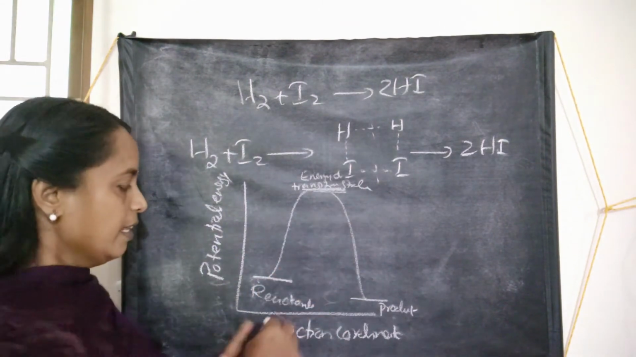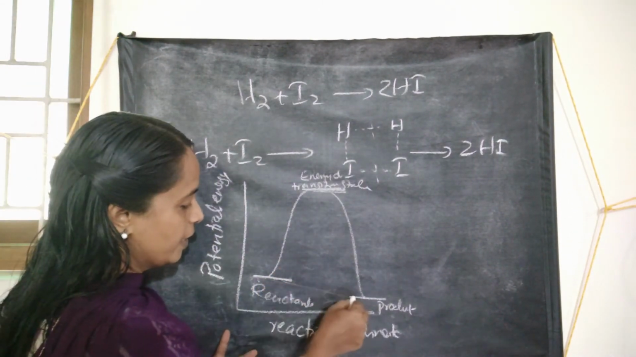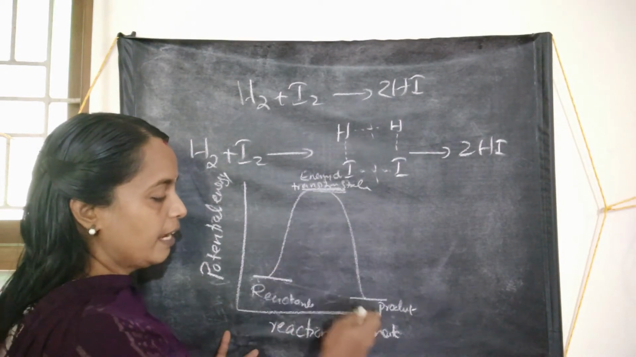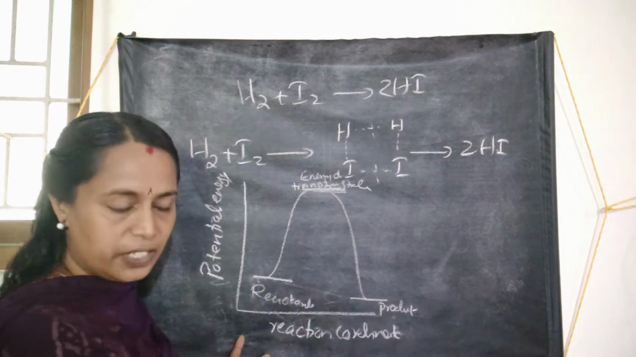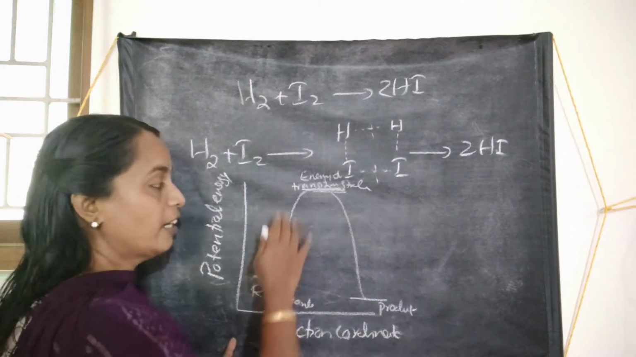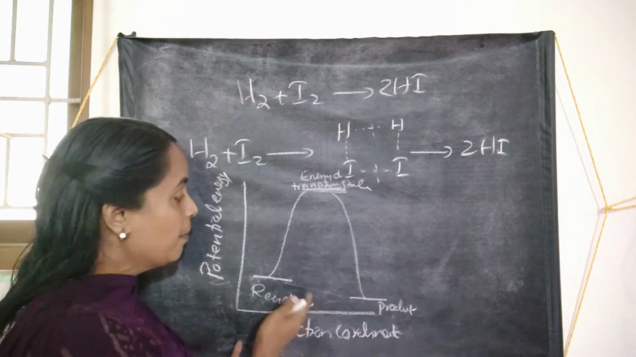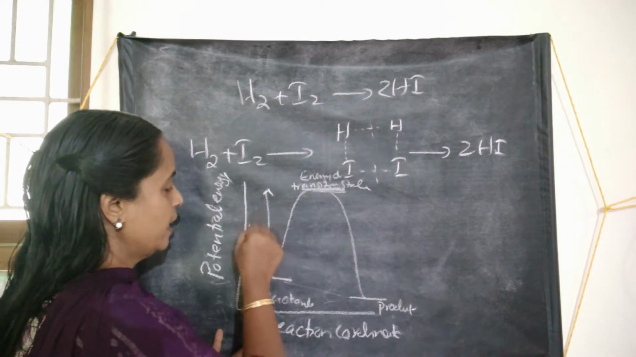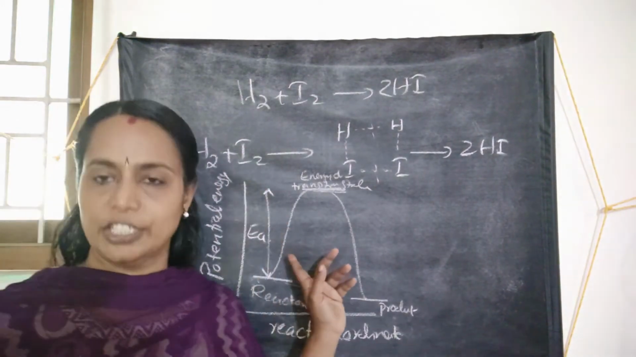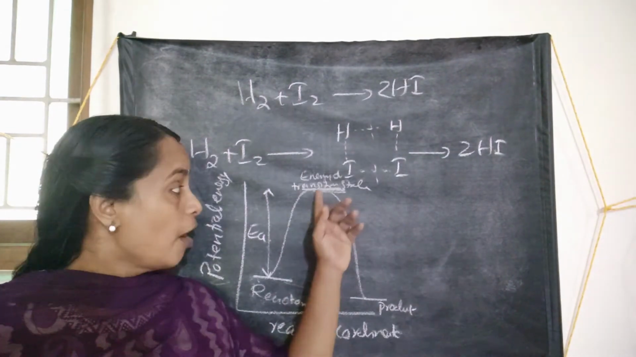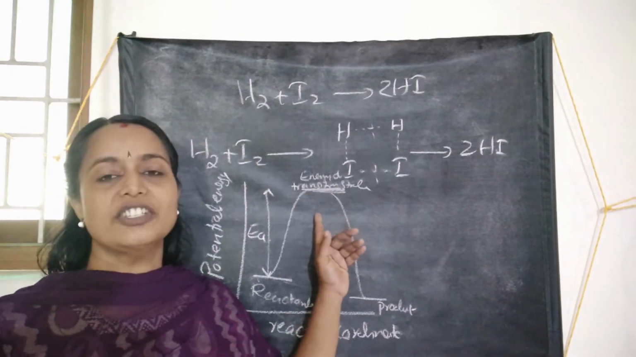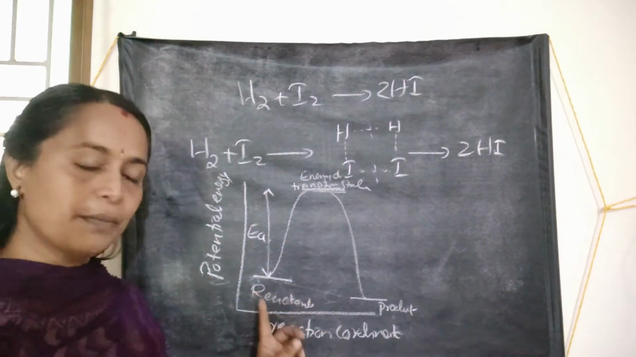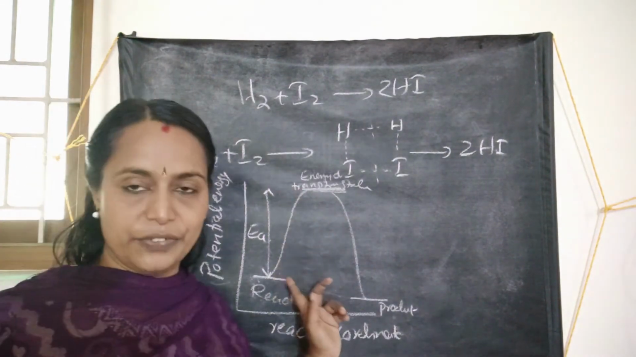By the reaction, this much energy, that is the difference in energy, is released if the reactants' total energy is higher than the products' energy. But for a reaction to take place, some amount of energy is needed, that is this much energy, and that energy is called the activation energy. The energy needed to form the unstable transition state by the collision of the reactant molecules is called the activation energy.